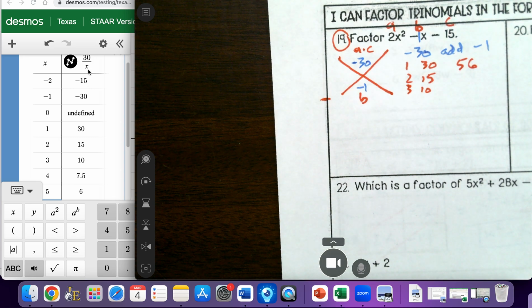And so when you get to the really big numbers, like 100 or something like that, you can do 100 divided by x and hit enter a bunch of times, and it'll do all the math for you. And so that's why I like this. It's just a quick way of finding all the factors.